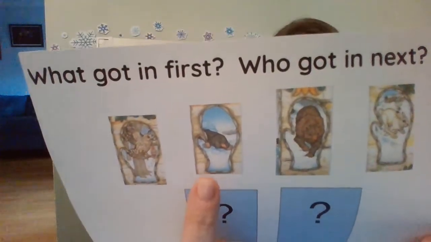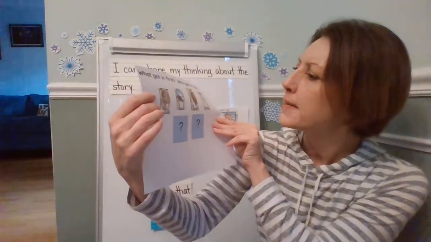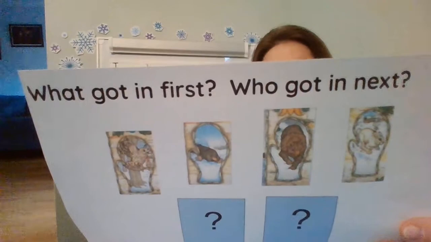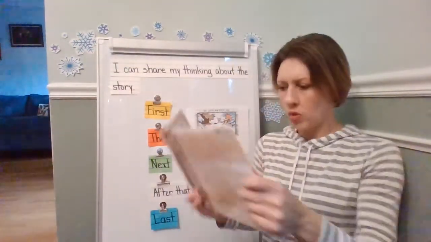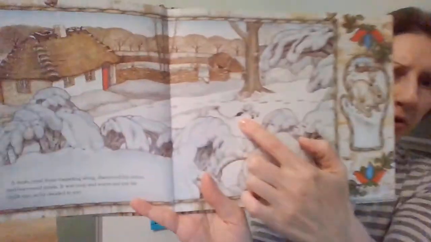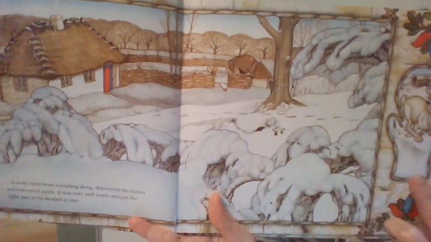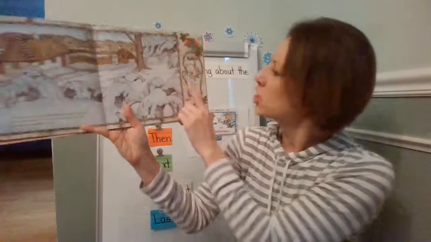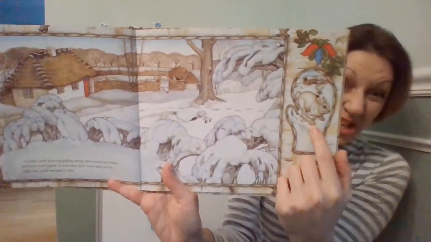I see an owl. I see the mole, but we already got the mole here. I see a bear and the rabbit. What do you think? Let's look back at the story. Okay, so here is the part. Remember right here when the mole went inside of the mitten? And here's a clue. Who do you see in the clue here? Do you see that picture?